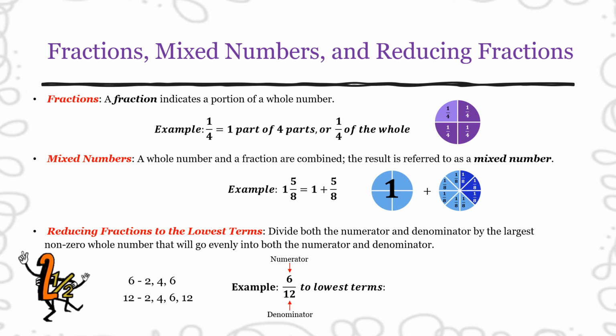So here we have 6 and 12. 2, 4, and 6 go into both 6 and 12. The largest whole number that they have in common is 6, so we will be using 6. So for 6/12, we move on and we're going to divide each one by 6. Our end result will be 1 over 2.